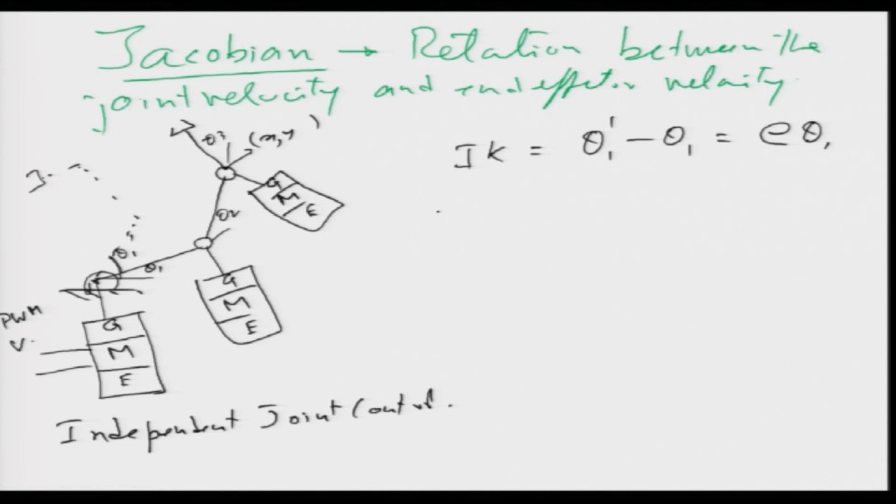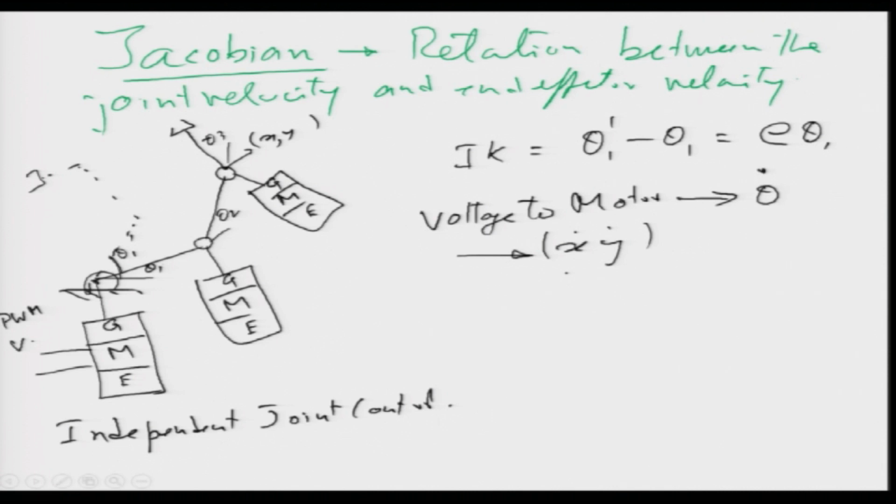So essentially the sequence is: you give a voltage to the motor, because of which the joint is going to rotate, so we will get some velocity at the joint, and because the joint is moving, we will get some change of end effector velocity, x dot, y dot.